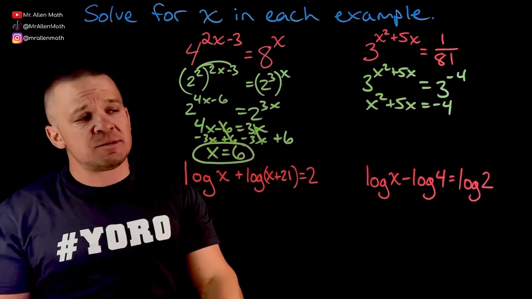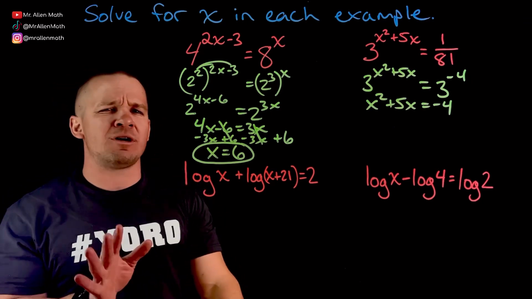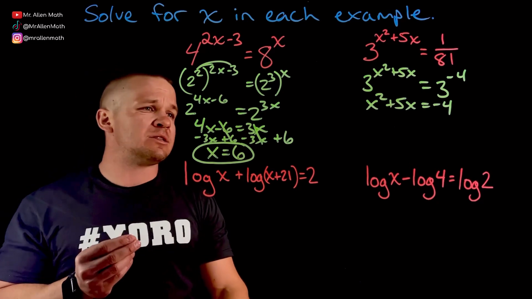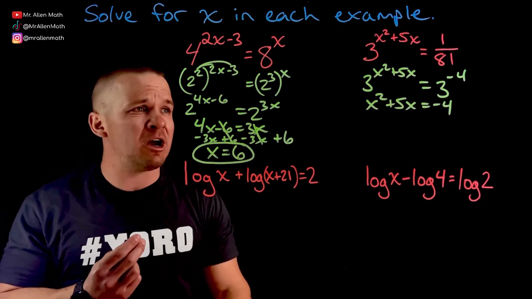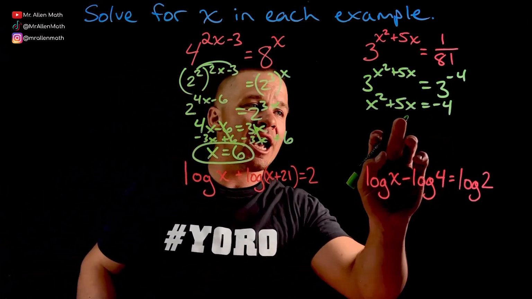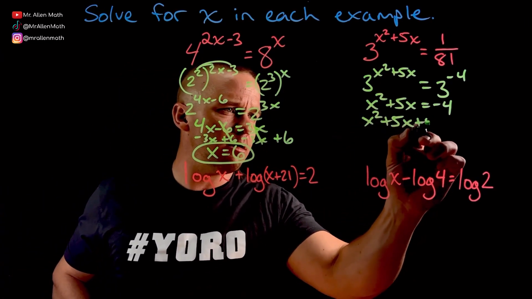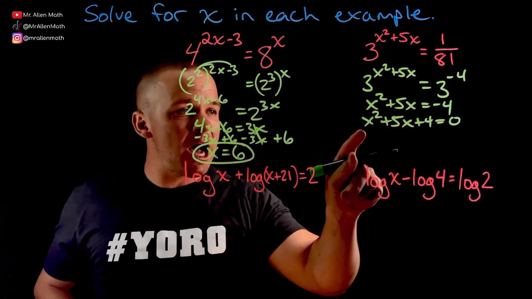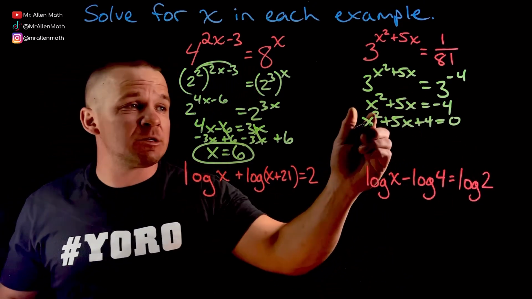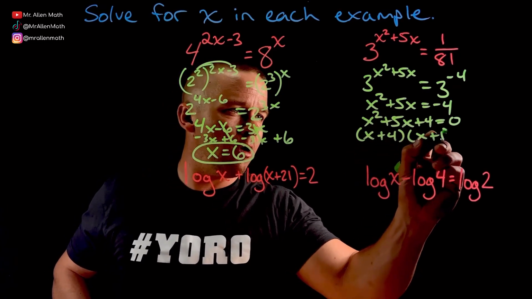Now, if your brain is melting right now, calm down. It's a quadratic. We've seen a million of these. We love factoring. I'm going to add 4 over because that's going to have it set equal to 0. Now, what multiplies to 4 and adds to 5? That's going to be 4 and 1, so x plus 4, x plus 1 equals 0.